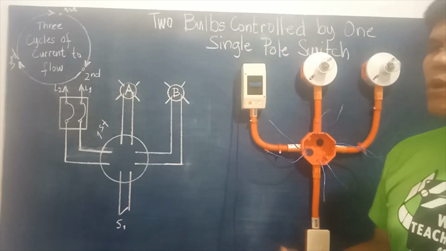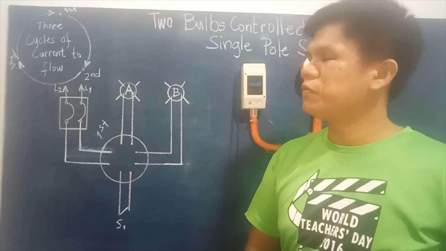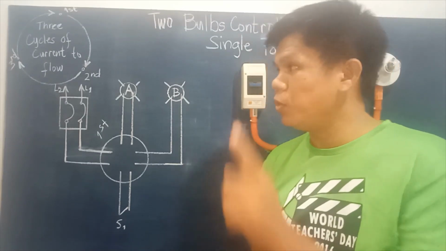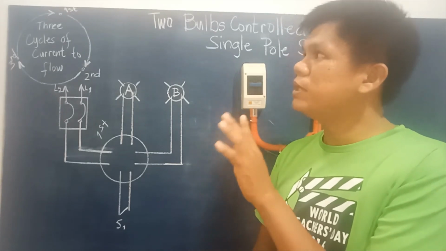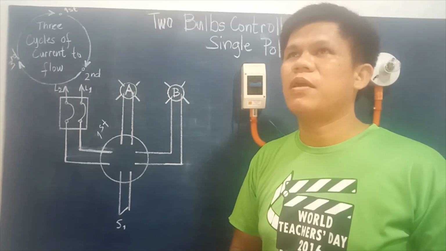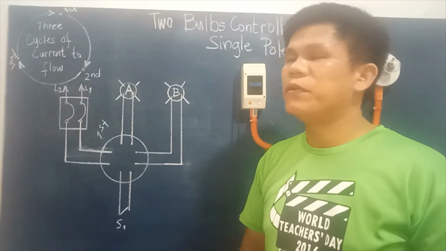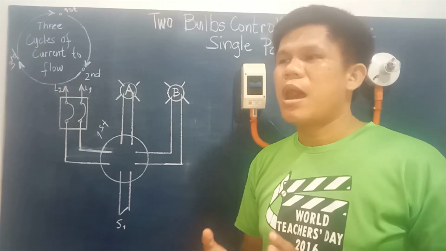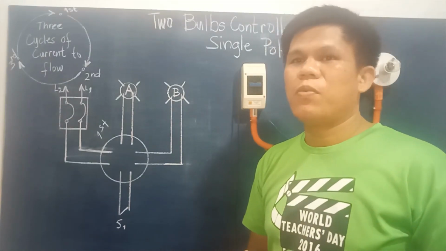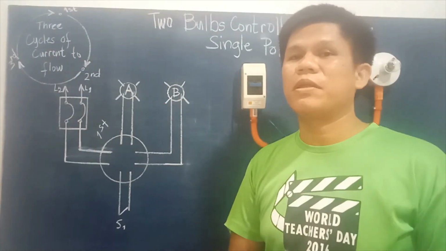Okay? So as we discussed in our previous tutorial video, of course, in a one bulb controlled by one single pole switch, at the time, there is only one bulb in the circuit. So we discussed, of course, the very important parts of the wiring connections. This is actually the foundation as to how we are going to connect the electrical wiring connections. So we have here the so-called 3 cycles of current to flow.